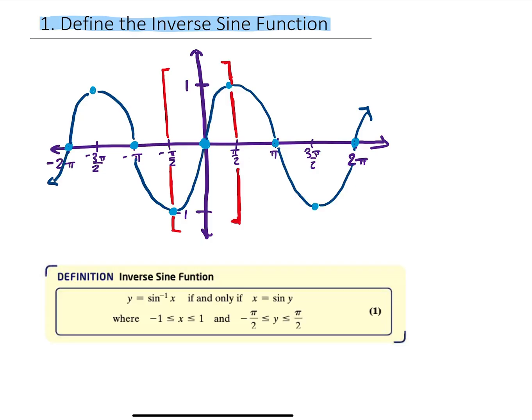And so notice now, if I were to draw a horizontal line anywhere inside of here, it would only hit the function in one location. So it's one-to-one within this restricted interval. So this is from negative pi over 2 to pi over 2. So that's what they have as their definition here.